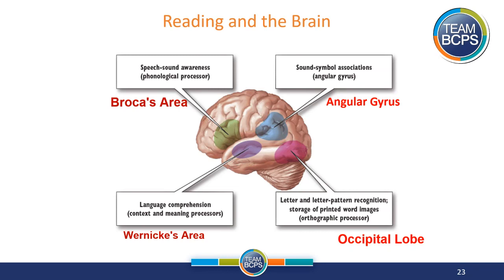And what we've noticed is that students who typically have difficulty with reading, other parts of their brain are being activated that are not this part of the brain on the left hemisphere, which is really about that speech sound awareness in Broca's area connecting with that sound symbol association. The exciting part from this research is that what we found is that systematic and explicit instruction can start to activate those parts of the brain.